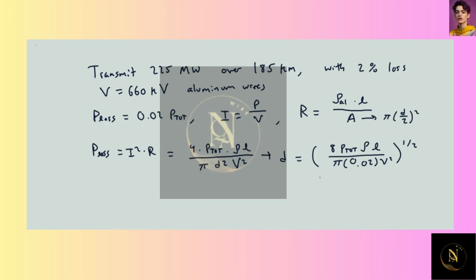So now we simply need to plug in values. We can look up the resistivity of aluminum, we know the total power output, we know the length, and we know the fraction of power loss of the total power. And this works out to be 1.8 centimeters in diameter. So our wire needs to be 1.8 centimeters in diameter in order to have only 2% losses, transmitting 225 megawatts of electricity over 185 kilometers.